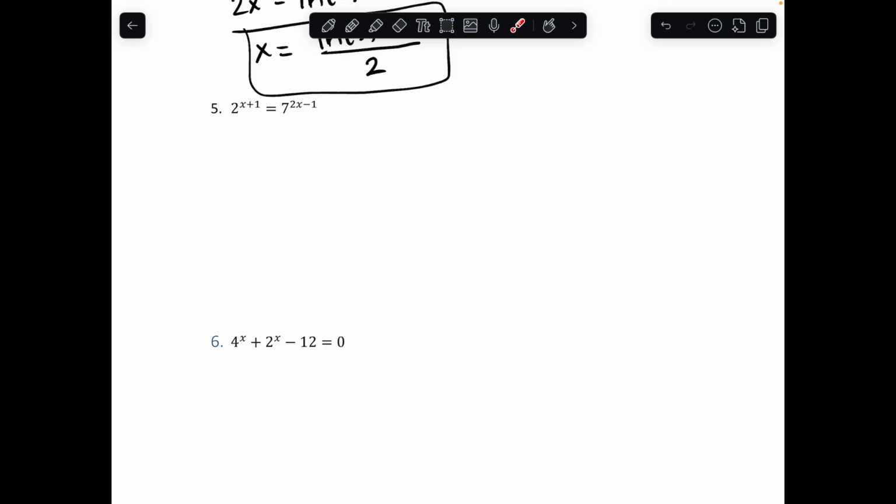Now, number 5 starts off in a kind of similar way. We have a base of 2 and then we have a base of 7. It's going to be really difficult for us to be able to turn these into bases that are the same. And so we need another way of dealing with this. Now, we're trying to solve for x, and we notice that our x's are in the exponents. One of the ways that we can get rid of exponents is through the properties of logarithms. And so we can take the natural log of both sides. If we take the natural log of both sides, we will have the natural log of 2 to the x plus 1 power is equal to the natural log of 7 to the 2x minus 1 power.